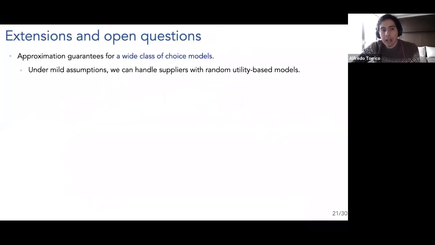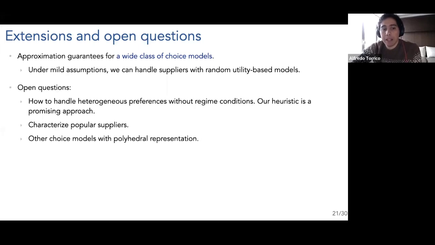Actually, in our work, we provide guarantees for a wider class of choice models. Under mild assumptions, we can handle suppliers with a larger class of choice models known as random utility-based models. Multinomial logit is just one case of that. And we obtain the same magnitude in terms of guarantees for this more general setting. But there are several open questions in our work.